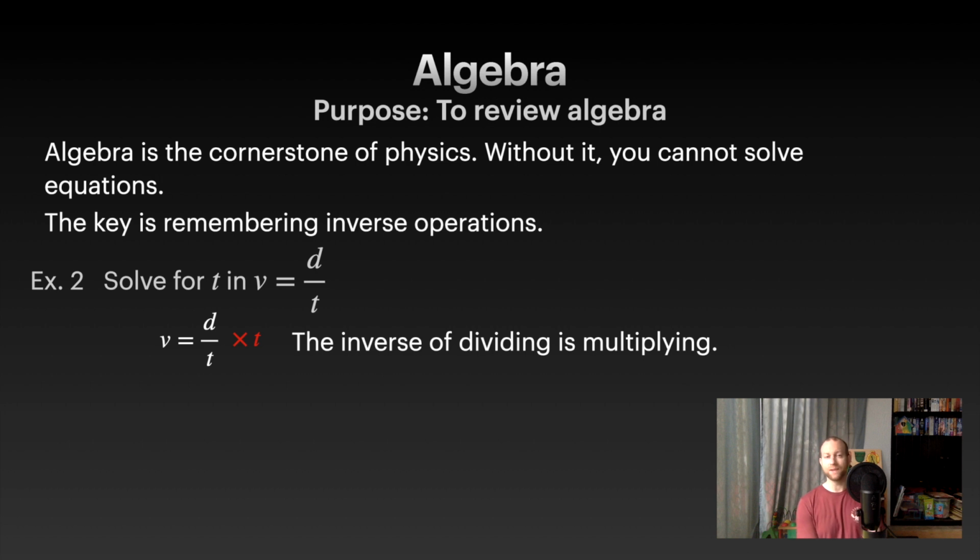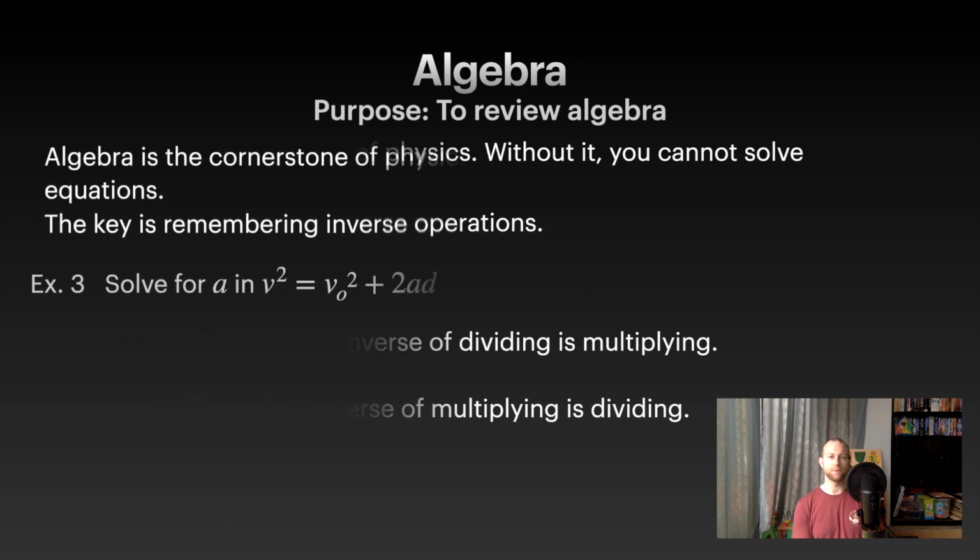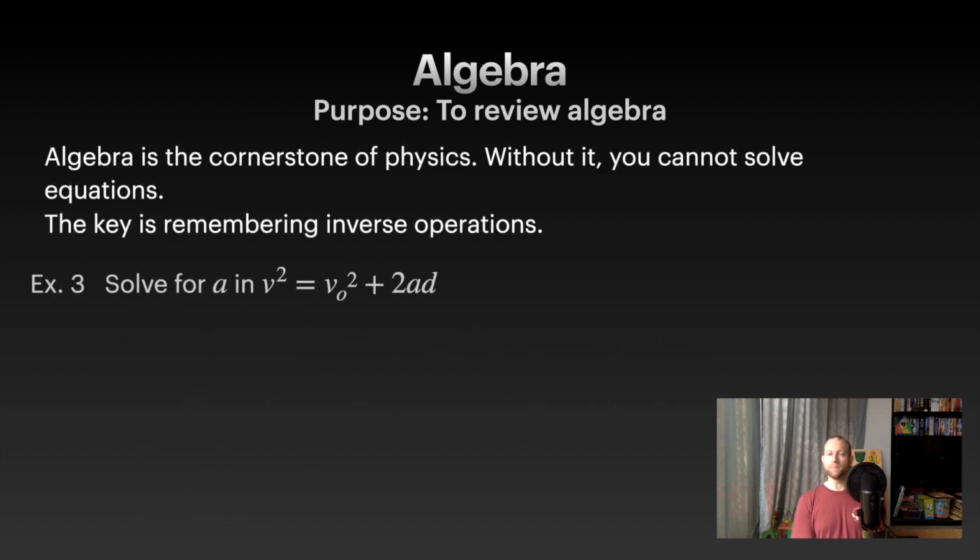We can't just do that. Have to do it on both sides of the equation, which gives us v times t equals d. Now, we haven't solved for t yet because it's not by itself. We have v times t. So again, the inverse of multiplying is going to be dividing. So we're going to divide both sides by v, which gives us the equation t equals d over v. t is by itself. There's no t on the other side. We've solved it. There's algebra. Let's try it for something a little bit more complicated.